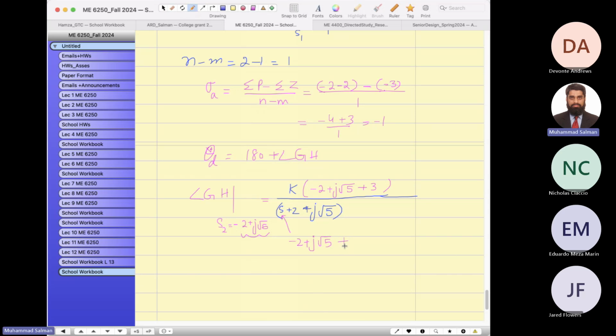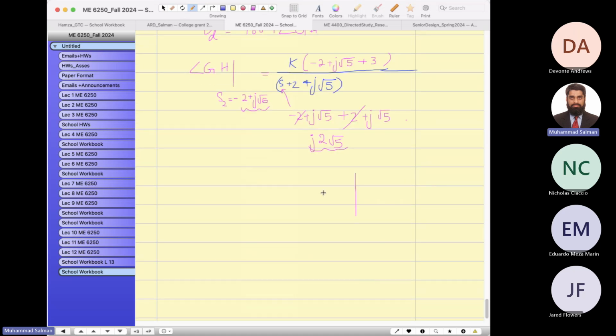So negative 2 plus j square root 5. So you're left with 2 square root 5. The denominator is this one. And what is the angle for this one? Let me explain to you. If this is the j axis, the pole is located at 2 square root 5, which means it is on the positive axis. So the denominator angle is 90 degrees.